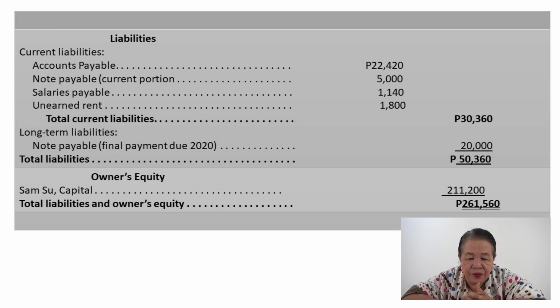So we add the owner's equity to our liabilities to get the total liabilities and owner's equity. We have the capital, 211,200, and then the total liabilities and owner's equity, 261,560.